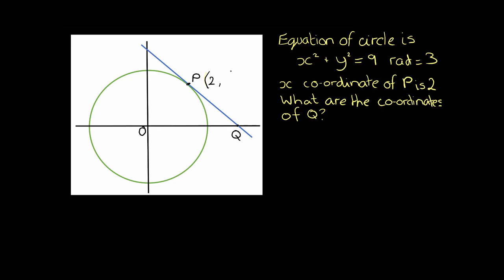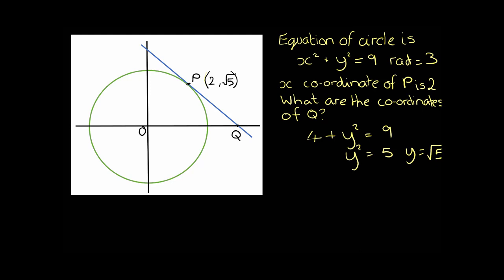We don't know what the y coordinate is, but of course we've got a link between the x and the y in the equation of the circle. So if x is 2, x squared would be 4, plus y squared equals 9. So y squared equals 9 take away 4, which is 5. So y equals the square root of 5. Not the nicest of answers perhaps, but there we go. Now we know that the other coordinate of P is root 5 here.